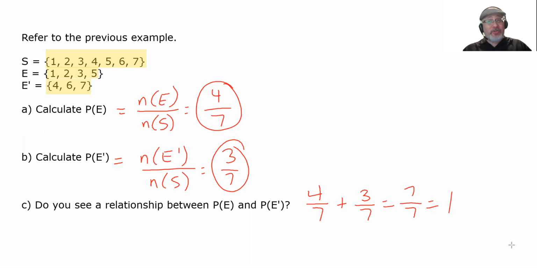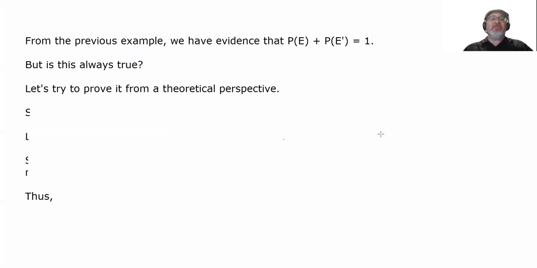But it's not a coincidence. From the previous example, we have evidence that the probability of an event plus the probability of the event's complement is equal to 1. But is this always true? This is where you push yourself from being a person who follows somebody else's lead in math to somebody that can take the lead yourself. It's one thing to go, oh, that must be true. It's another thing to sit down and prove it for every case, not just one specific case.